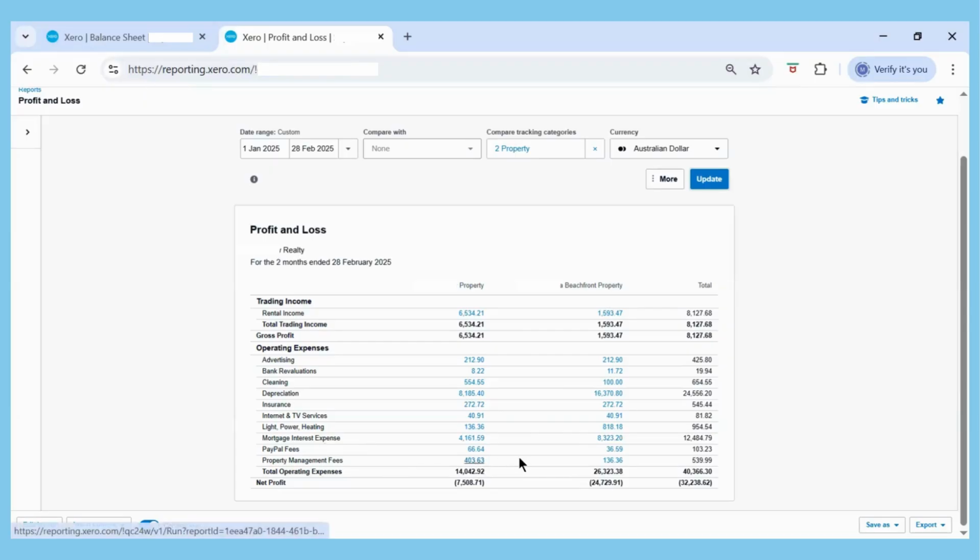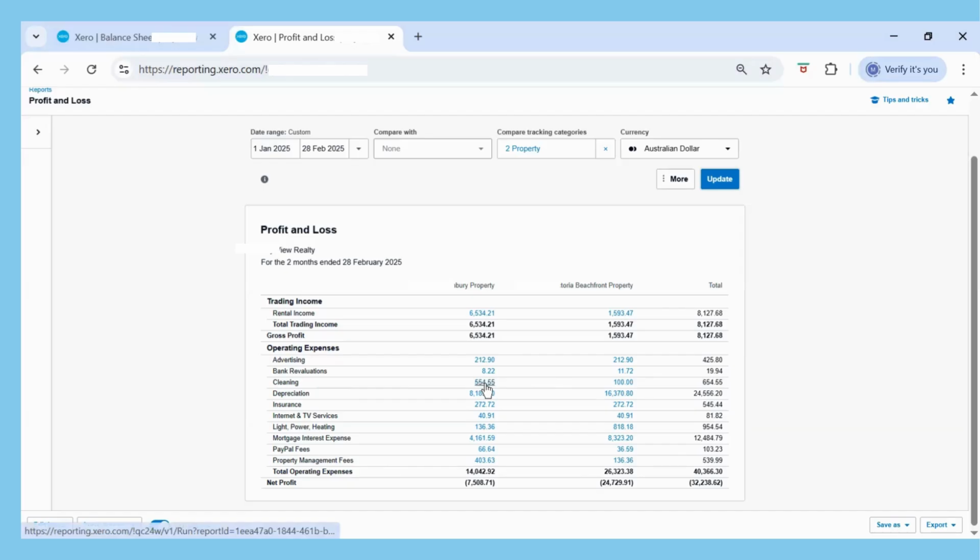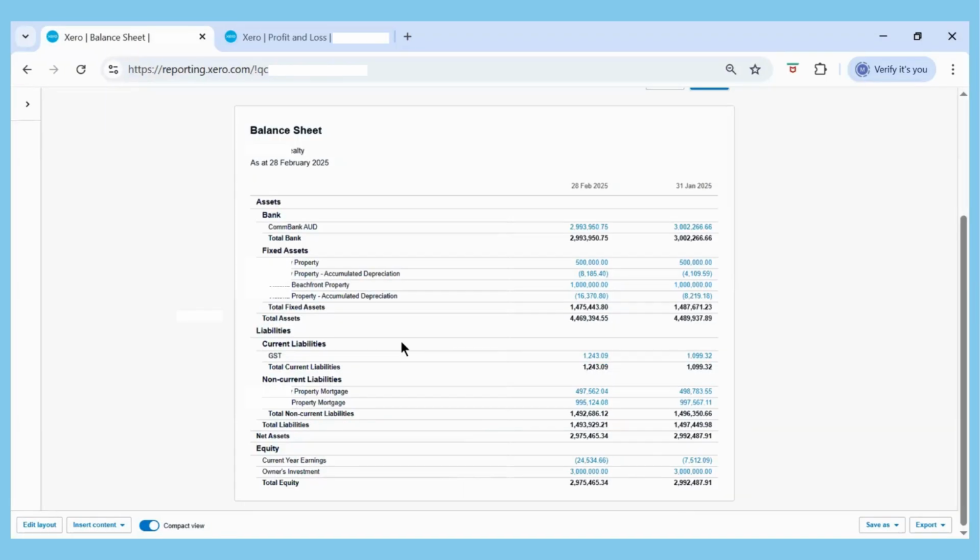Property management fees may need to be renegotiated. Cleaning costs may be optimized through better scheduling. The 2.9 million bank balance is strong, but the consistent losses may eventually erode the cash reserves. That's all for now.